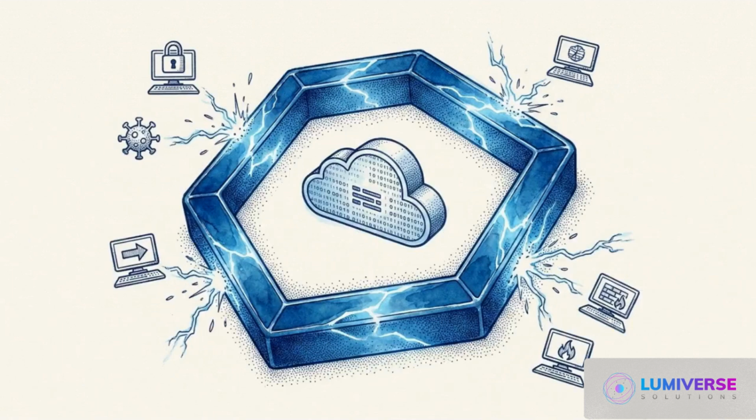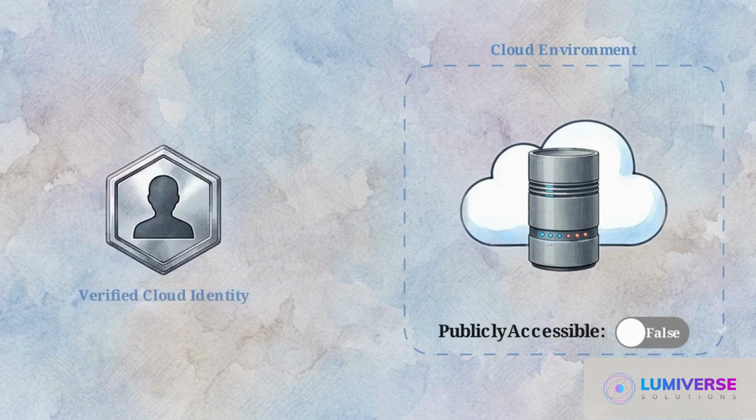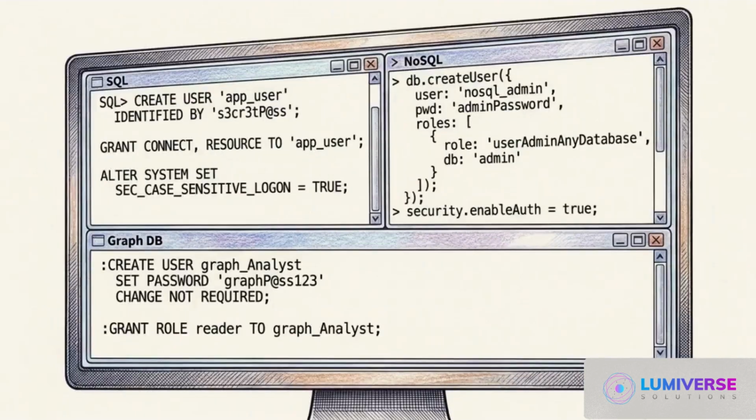For databases hosted in cloud environments like AWS RDS or Google Cloud SQL, verifying perimeter isolation is the immediate priority. We explicitly verify that the publicly accessible flag is set to false. We then enforce IAM database authentication to eliminate the risk of compromised static passwords. Traditional relational databases require their own engine-specific authentication hardening.